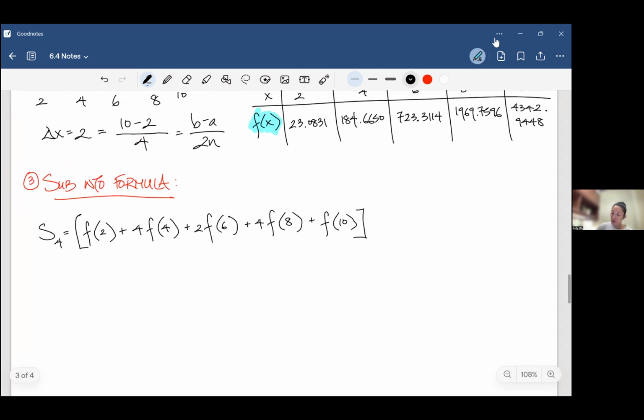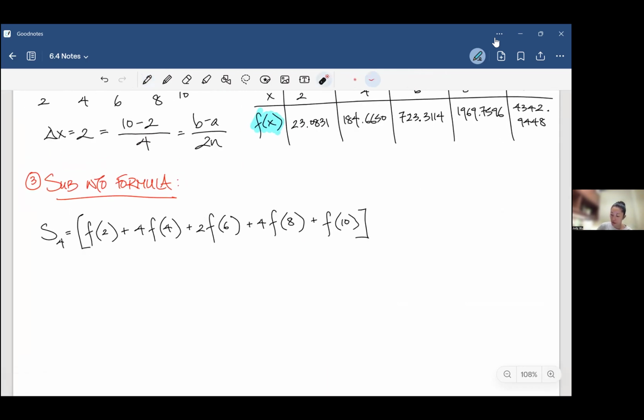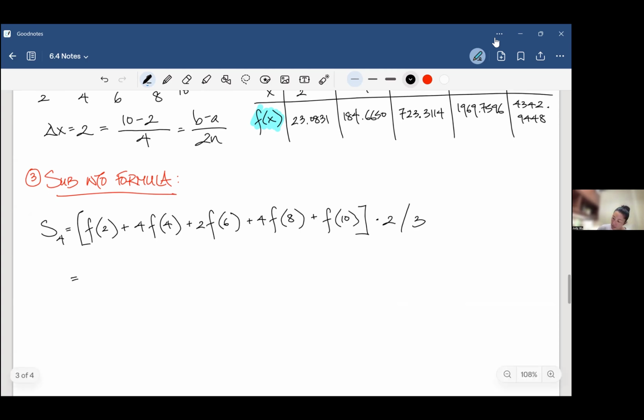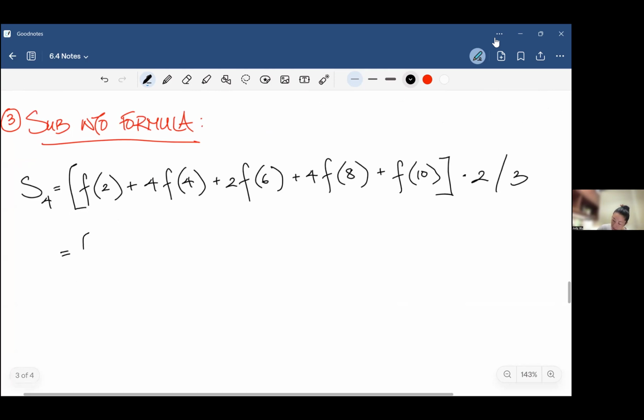Now, if I were doing trapezoidal, I would want 2, 2, 2 all the way across. All right, my delta x is 2, and I'm going to divide it by 3 this time because I'm using Simpson's, not trapezoidal. Like last time, I kind of cheated a little bit. I plugged it all into the calculator for all the y values.